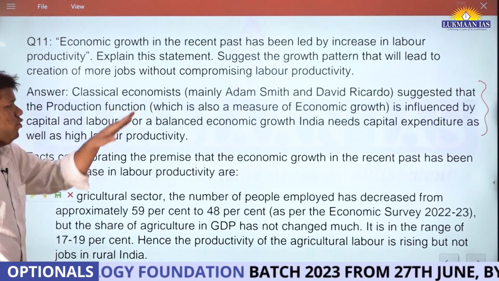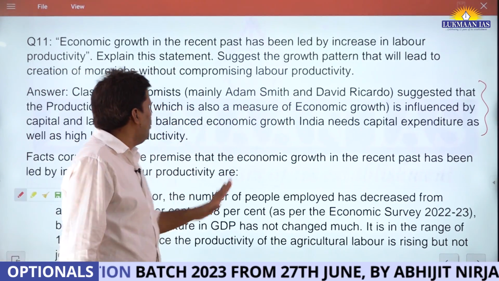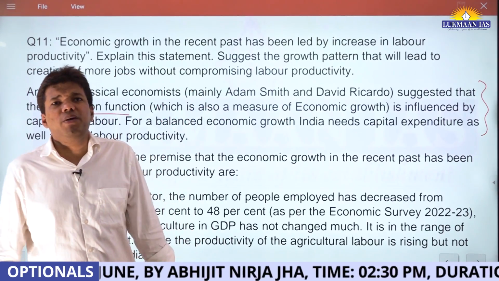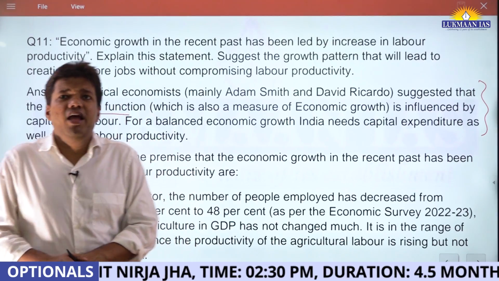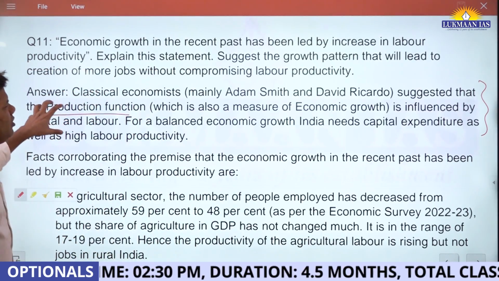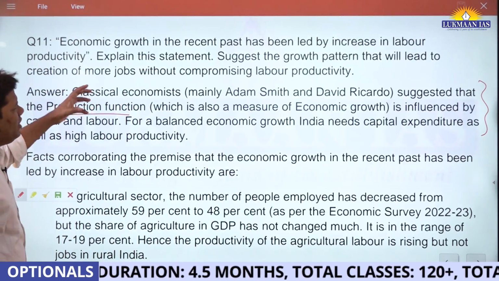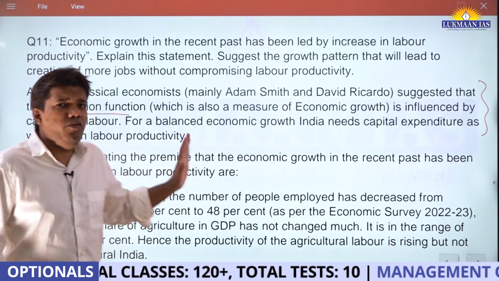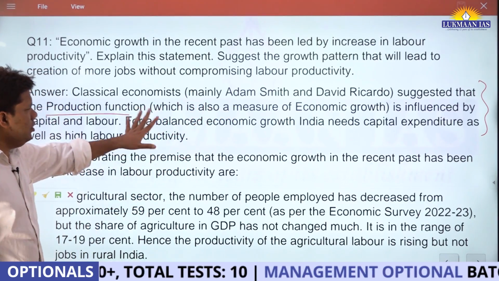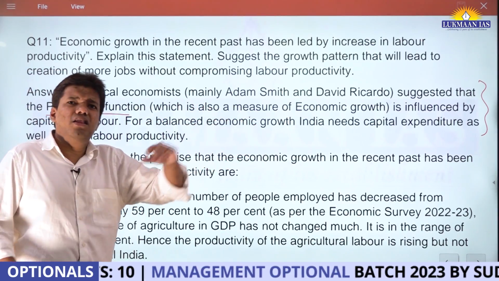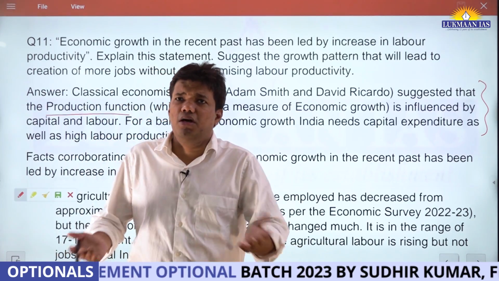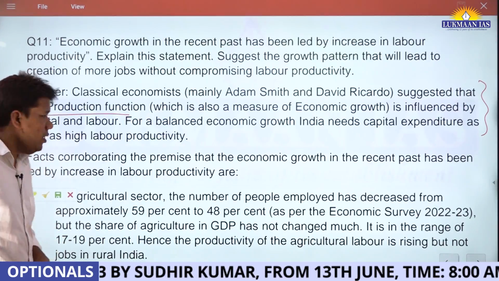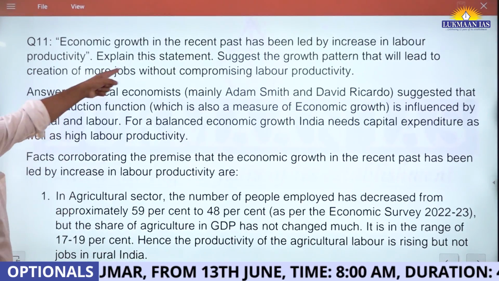What I wrote: classical economists, mainly Adam Smith and David Ricardo, suggested that production function, which is also a measure of economic growth, is influenced by both capital and labor, right? You could have also written something else, but this shows your understanding of the concepts. If you do not have a background in economics, do not try to write this kind of introduction. Then you are saying for balanced growth, India needs both high capital expenditure as well as high labor productivity. And then they are saying explain this statement.